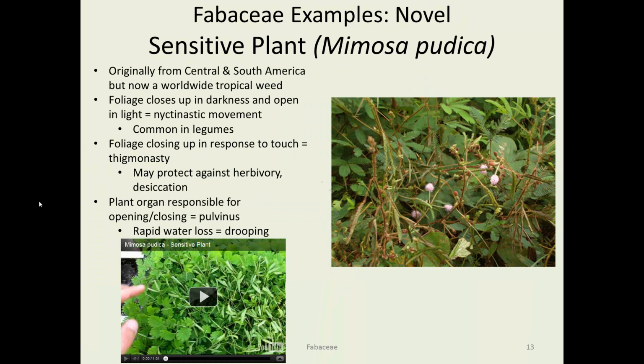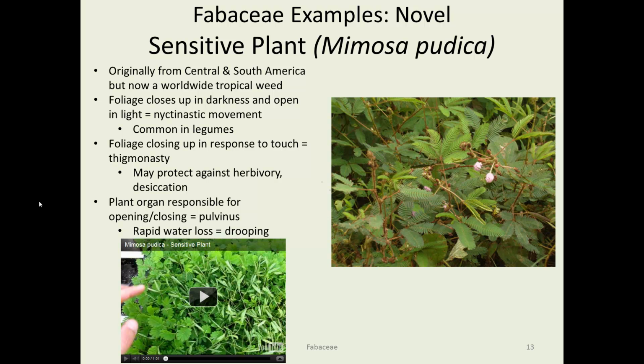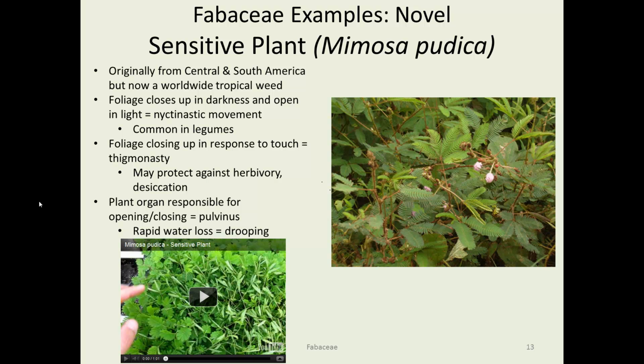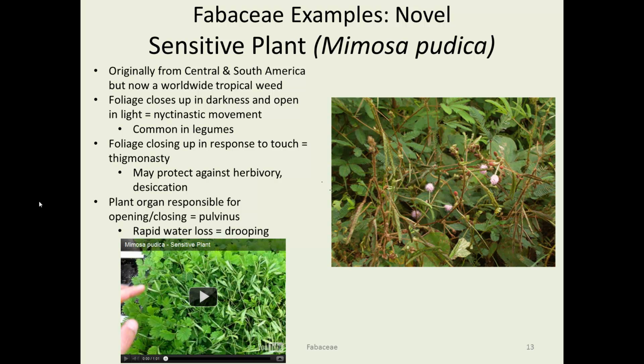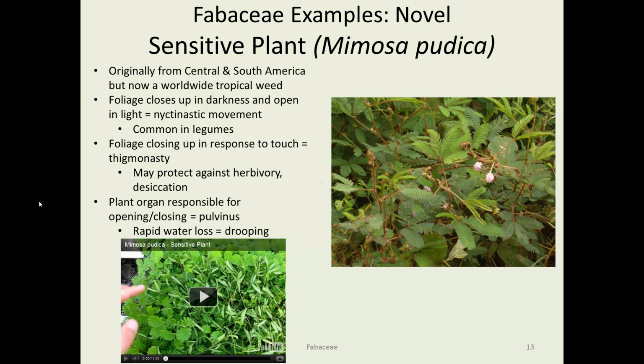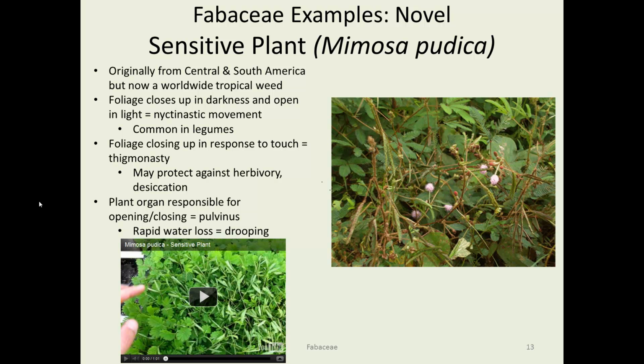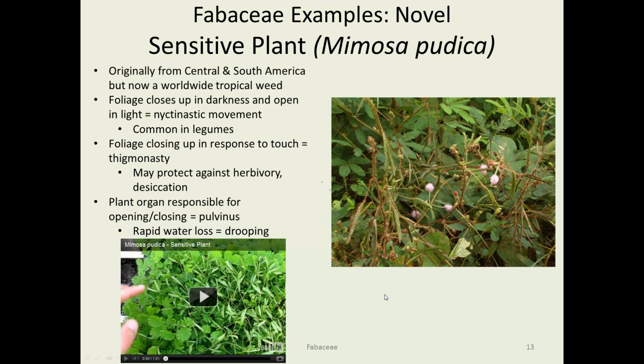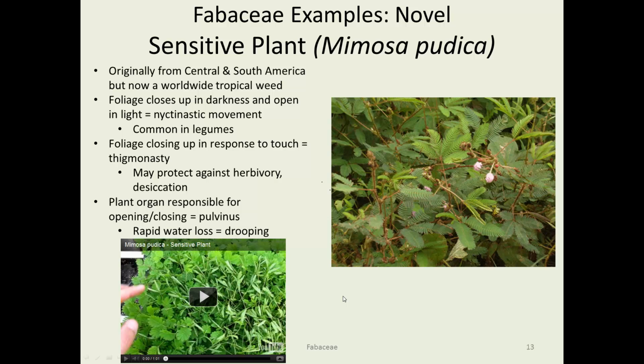Okay, this next slide is another novelty. It's the sensitive plant, Mimosa pudica. On the right you can see the photograph triggering from the leaves all open to the leaves all shut. If you look at the two little pink flowers on the upper right, you can see that it is the same spot in the universe being photographed.